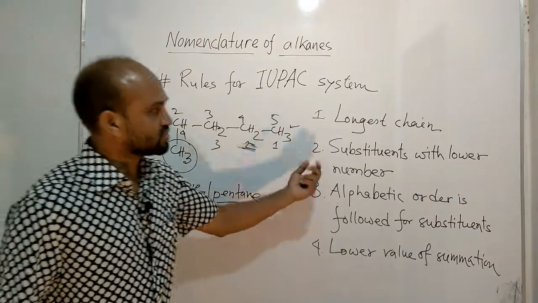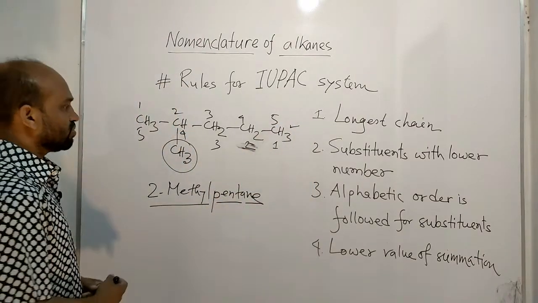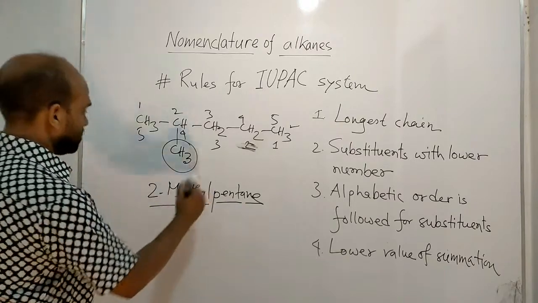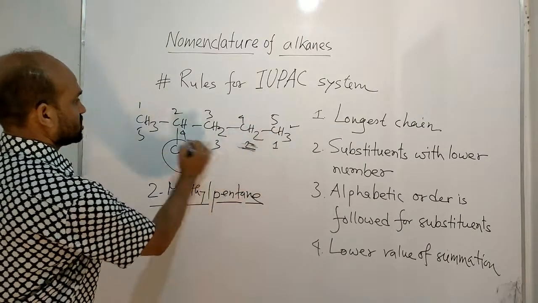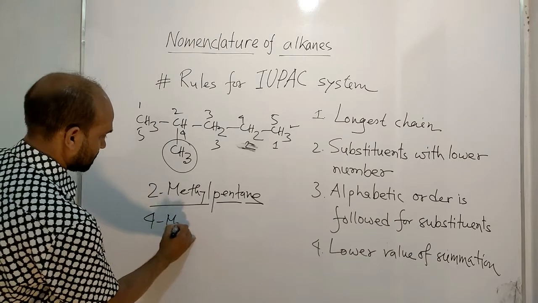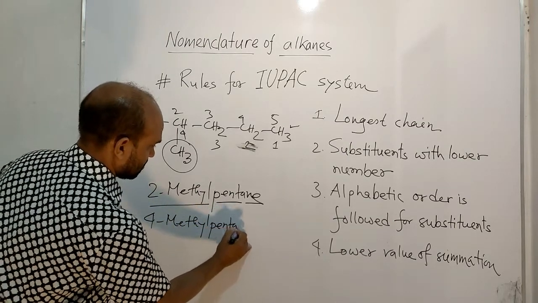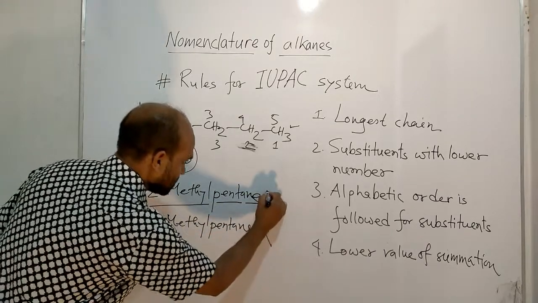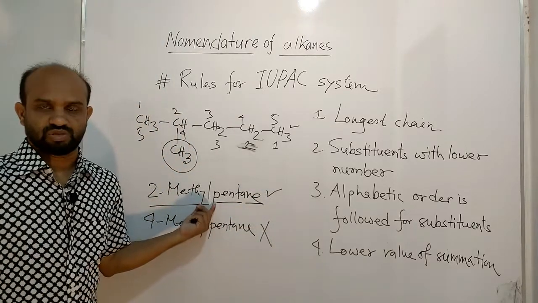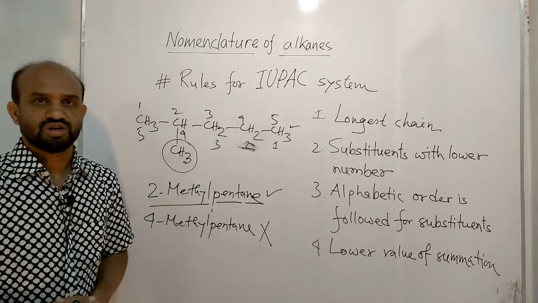This is about substituents with lower number, but we cannot tell it is 4-methylpentane. We cannot tell it. So this is the name of this compound. Let's move on to the next point.